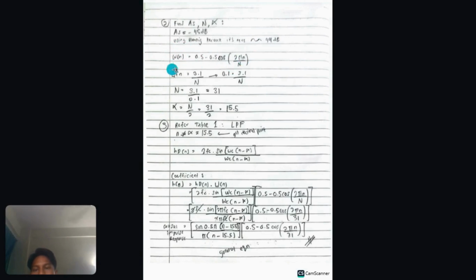We get this formula from the appendix, and we need to find the n. To find the n, we just use this formula and swap, and we got 31. And when we got n, we need to find the alpha, and we got the alpha. And for the third step, we need to refer to table 1, which is we got the alpha 15.5. We get the decimal point, which is n not equal to alpha. So we need to use this formula from the appendix.